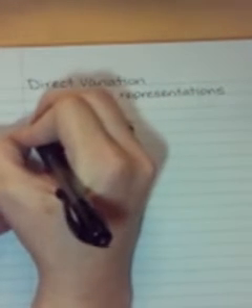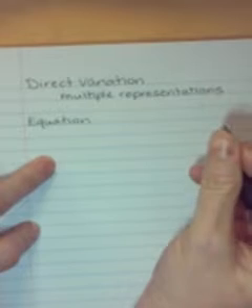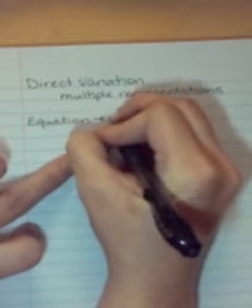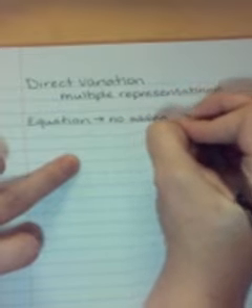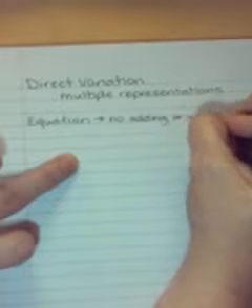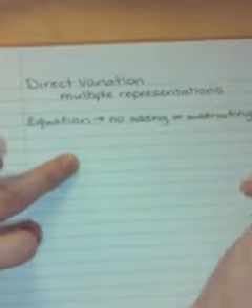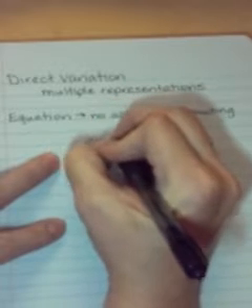The first way we can show it is in an equation. Now the number one thing about an equation is that there is no adding or subtracting. The equation is always in the form y equals mx.